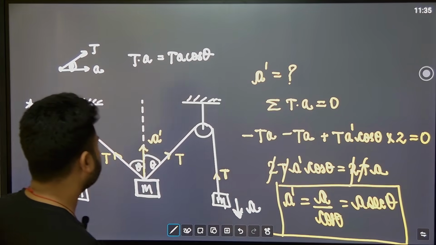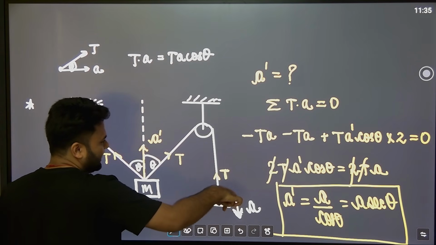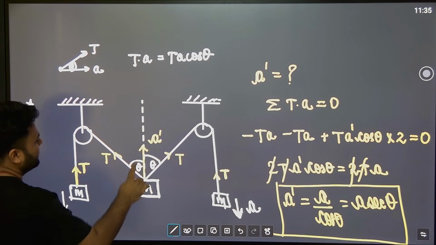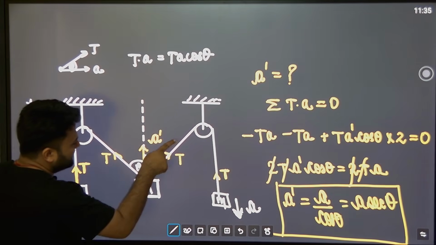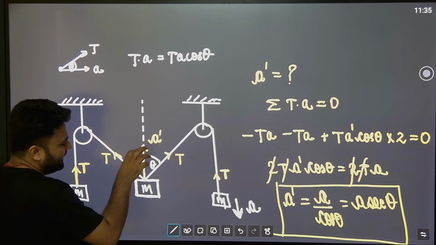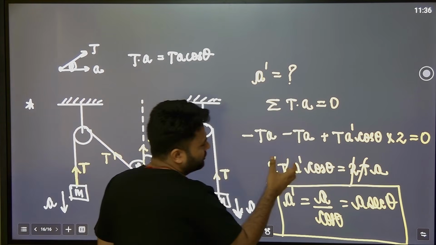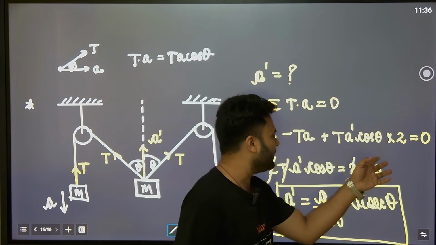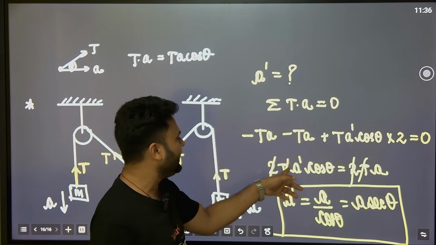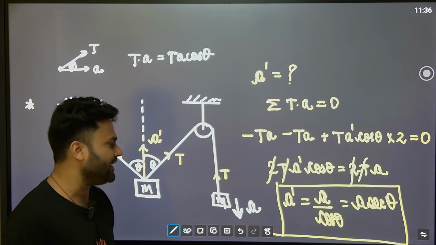See here, again I am explaining, this is T, this is A. So minus TA. This is T, this is A, minus TA. This is T, this is A, so TA cos theta, TA cos theta. Again this is T, this is A dash, so T A dash cos theta here also, T A dash cos theta here also. So 2 times. So minus TA goes there, so 2TA, and here 2T A dash cos theta. 2T cancel, A dash equals A by cos theta, that is A sec theta.